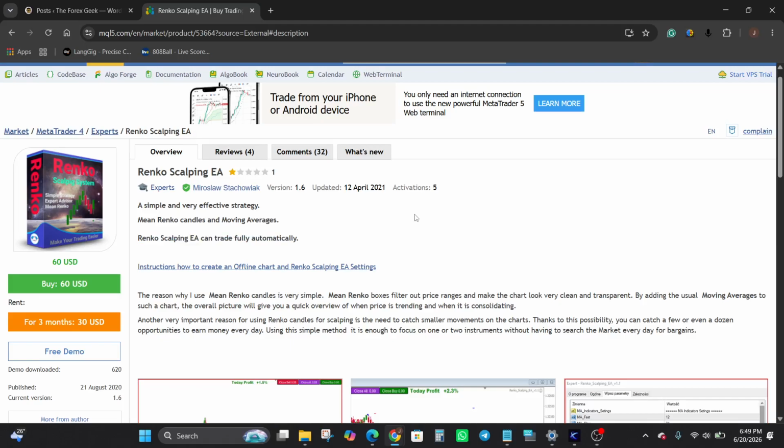As I continue through the description, the developer places significant emphasis on the use of Mean Renko candles. According to the information provided, these Renko boxes help filter out price ranges and make charts appear cleaner and easier to interpret. The idea is that by reducing some of the market noise typically seen on conventional charts, it becomes easier to distinguish between trending and consolidating market conditions.